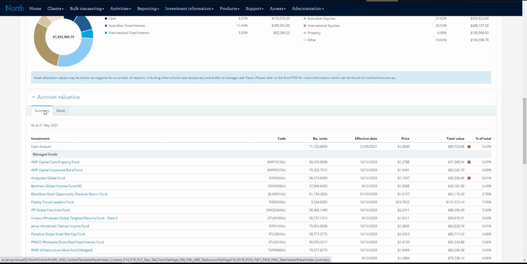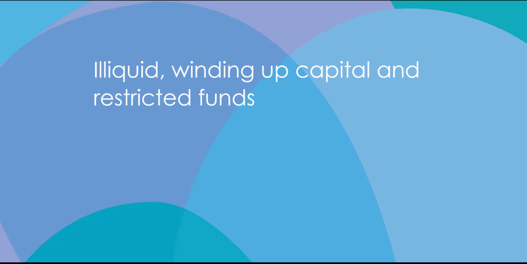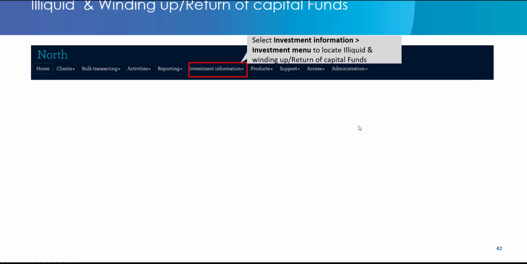So there are some nuances to this, and we're going to be talking illiquid funds, winding up, return of capital funds. Let's get to that now, considering the current climate that we're in. The current volatile environment means that you may come across these funds. As you know, we've reached out to you in regards to this, as your client accounts may require you to switch investments. So let's delve into identifying these funds and then extracting a list for your client accounts that may be impacted. And then we'll look at functionality on the North Online switch screen when it comes to these investments.